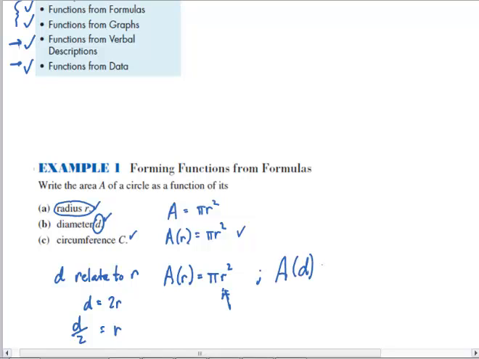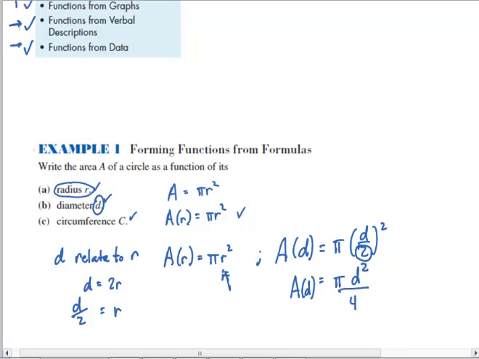and then I'll rewrite my area equation as a function of diameter now, which will just be pi, instead of radius, it's going to be d over 2 squared. I have to simplify this, and I get pi d squared over 4. You might be like, well, where's the 4 coming from? Well, the 4 is coming from squaring 2. 2 squared is 4, and this would be my area as a function of diameter.